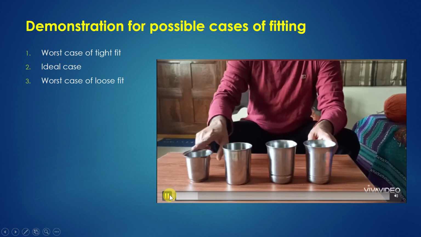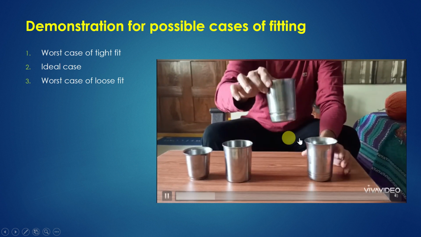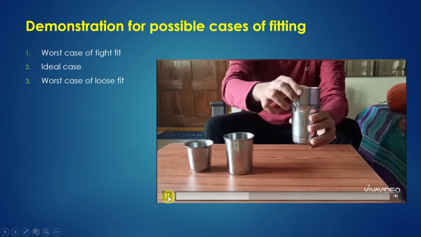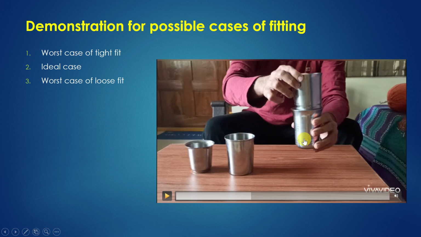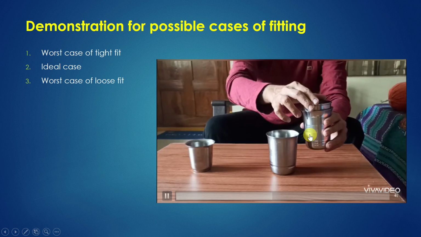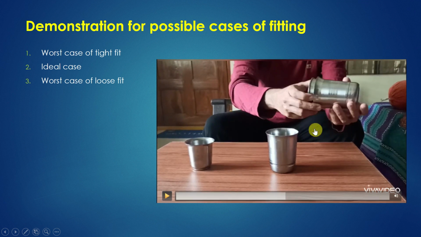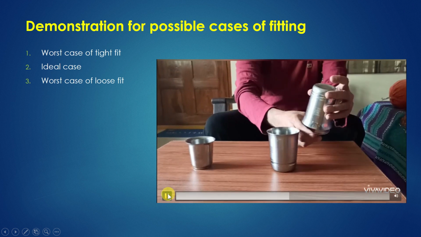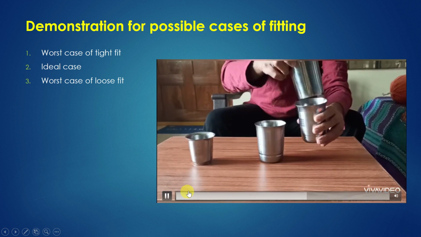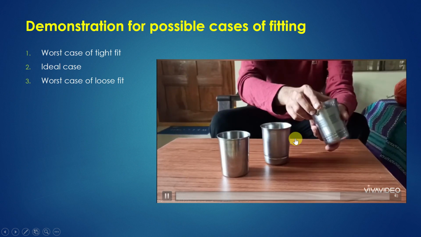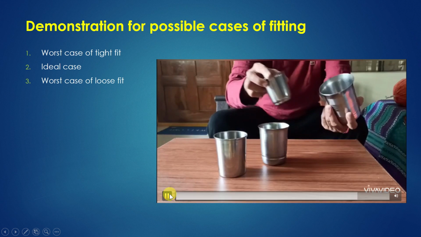Okay. So now let us say first cylinder to fit into, second cylinder to fit into first one. So that is tight fit. So it is not going completely into that. So we can say that is worst case of tight fit. And secondly, we shall see this glass to be fitted into this. That is very perfectly fit, and we can say that is the ideal case, and that will not fall down. And we shall see another case of loose fit. So if you see that, that is very loose and it will fall down very easily. That is again worst case of loose fit, right?